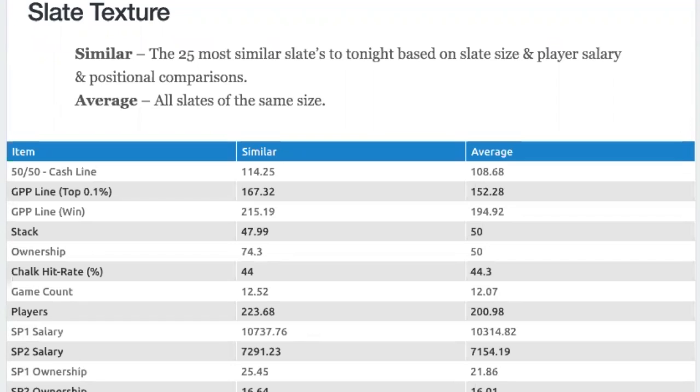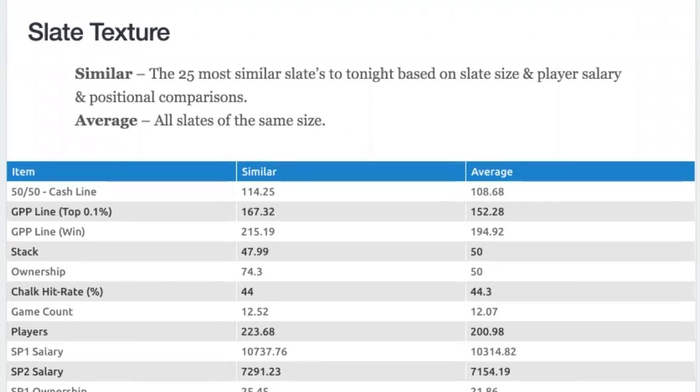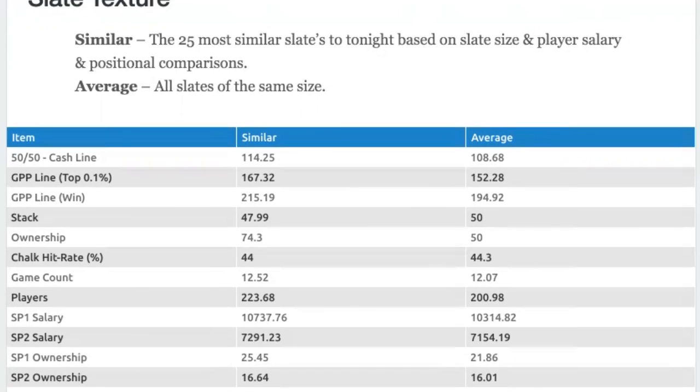The first thing I want to talk about is the main table, what we call Slate Texture. As you'll see, the Slate Texture has a bunch of different items. It gives you what we call similar and average. Similar, in this context, is based only on the 25 most similar slates that we've calculated. The average is looking at all slates of a similar game count, so a similar number of players and similar number of games in total. We crunch all the different numbers, and you can get an idea of how this particular slate probably fares versus what would be average.